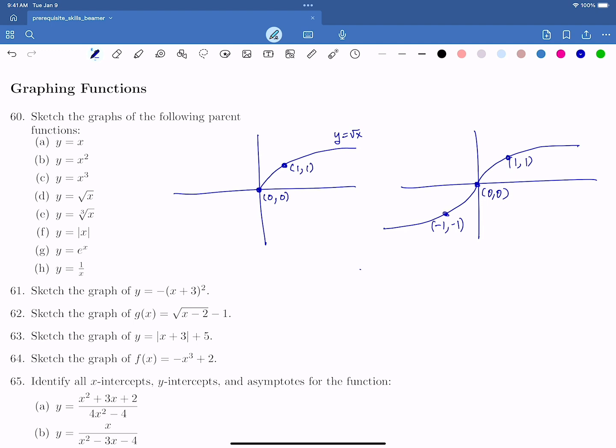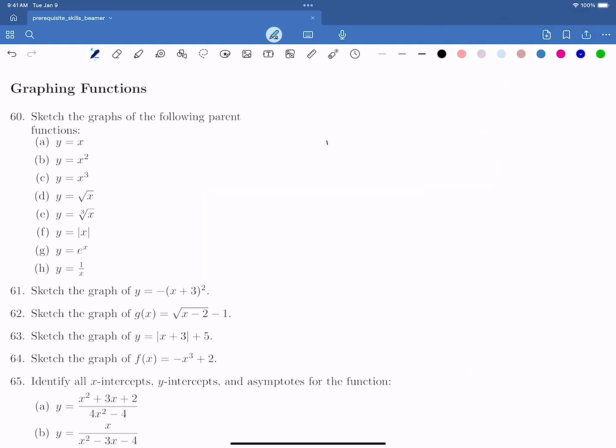Okay, then we have absolute value of x. The absolute value of x is a piecewise linear function. So it looks like y equals x on the right-hand side, and it looks like y equals negative x on the left-hand side. y equals absolute value of x. Also passes through 1, 1. Vertex at 0, 0, and passes through negative 1, 1. Okay, next we have the parent exponential function y equals e to the x.